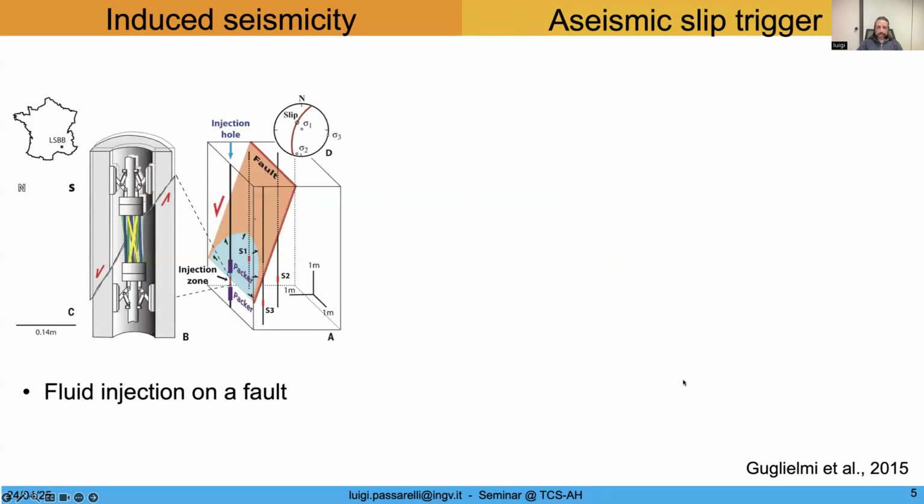So the other process that I'm gonna be focusing on is aseismic slip. This is a very famous paper by Yves Guglielmi that in 2015, they injected fluid on a fault in this laboratory in southern France. And they measured all the seismicity through geophones and other sensors, but also they installed this three-dimensional strain meter, called the SIMFIP, right at the bottom of the fault, where also they did the injection.